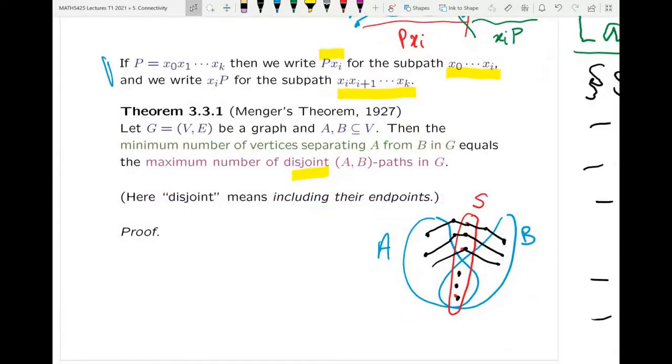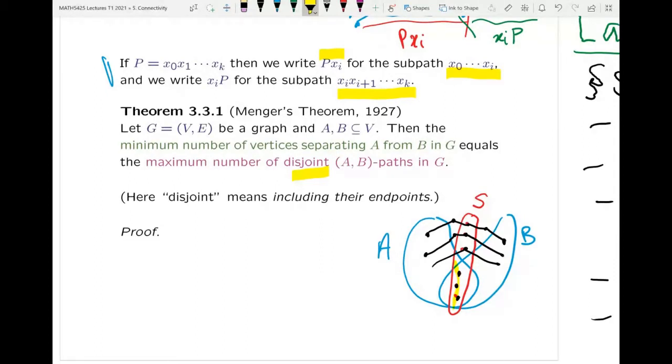I'll say it again. You take a graph, you take two subsets of the vertex set, A and B. The minimum number of vertices separating A from B in G equals the maximum number of disjoint AB paths in G. And this minimum number of vertices separating A from B is the smallest number of vertices you would need to delete to make sure there's no paths left from A to B, no AB paths. And in particular, you have to delete all of the vertices in this intersection.